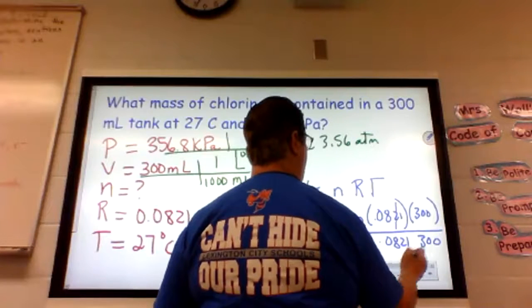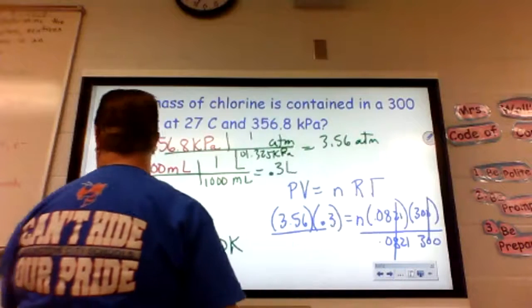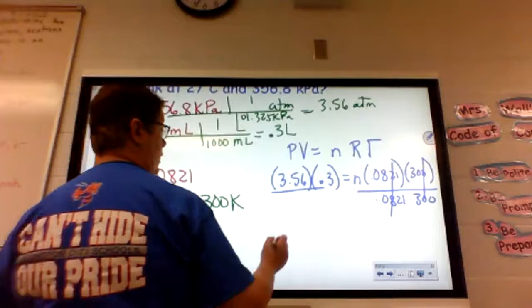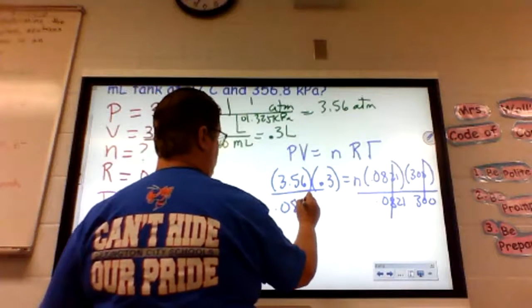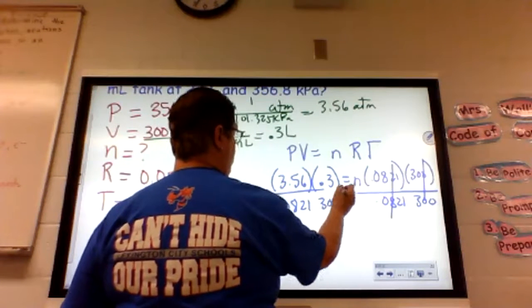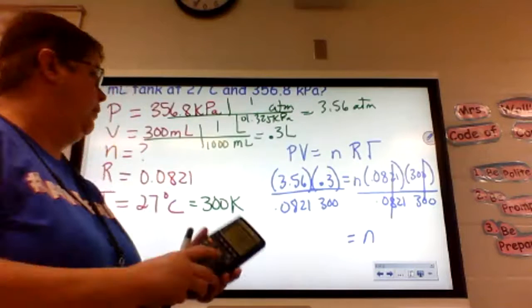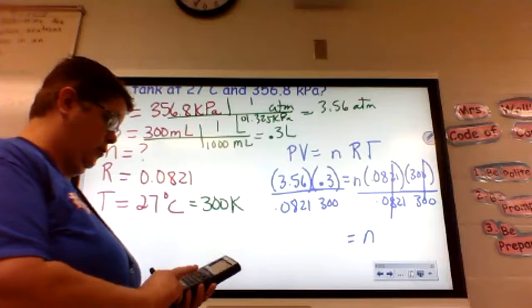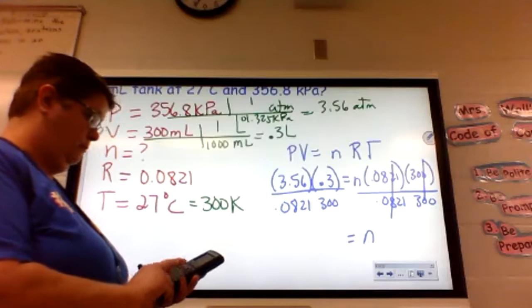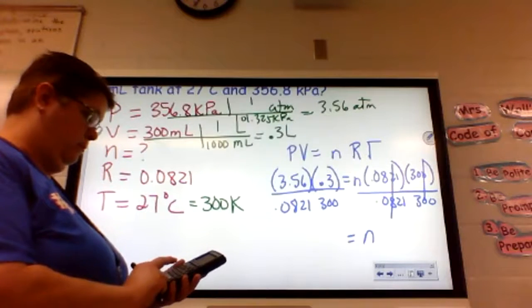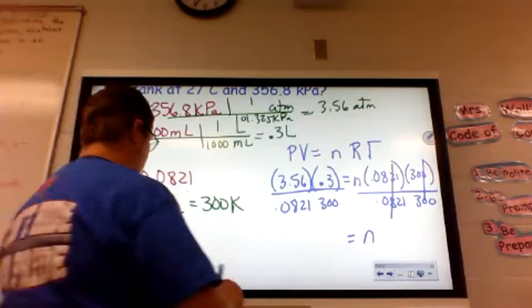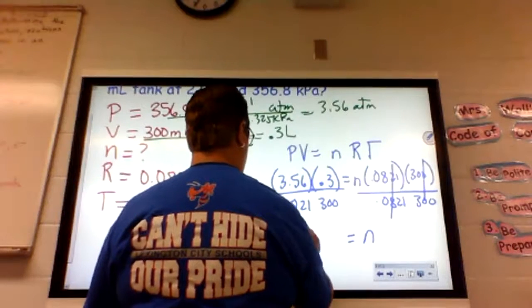All right, I will divide and then I will do it. 0.0821 and 300. So n equals, you can do it on your calculator. I'm just not doing it on the board. I got 0.0433. Did anybody else get that?